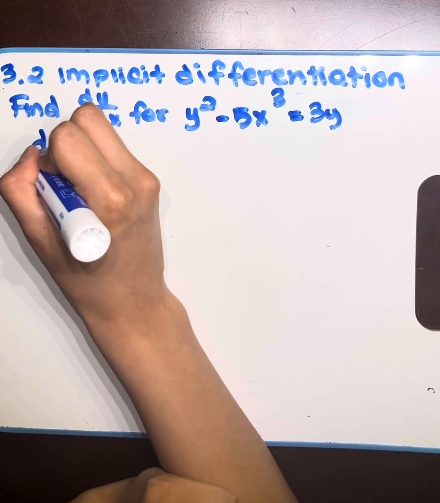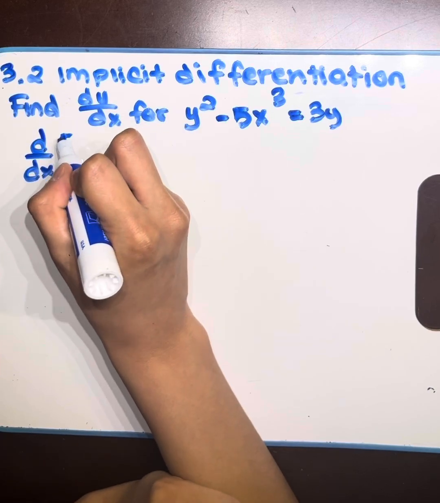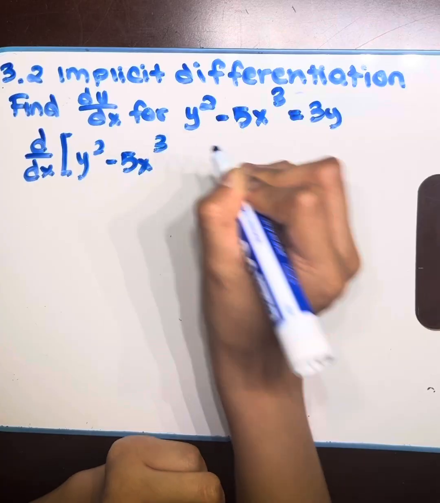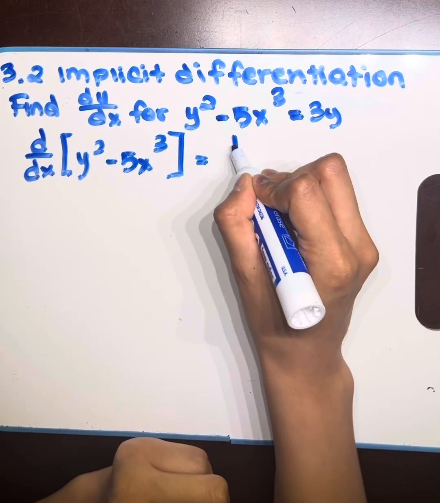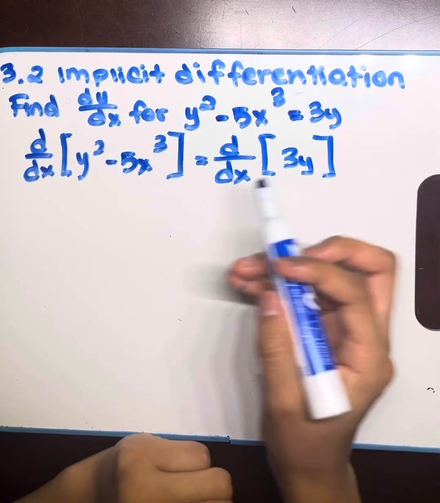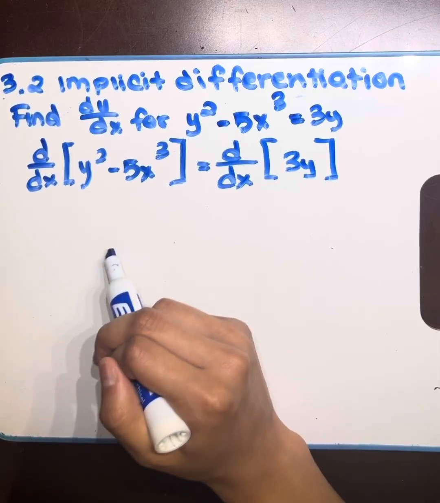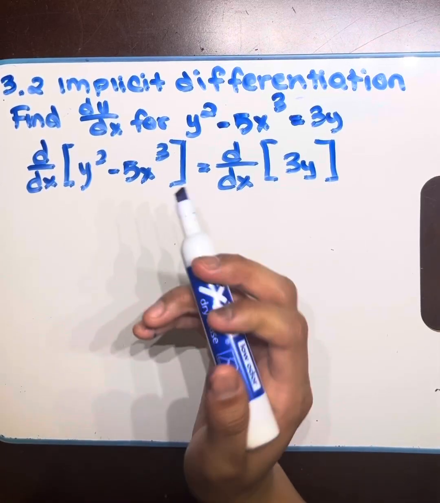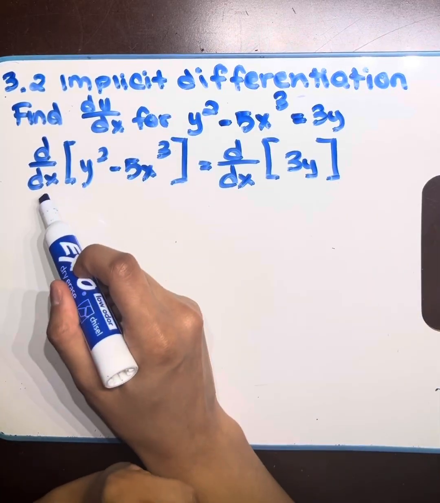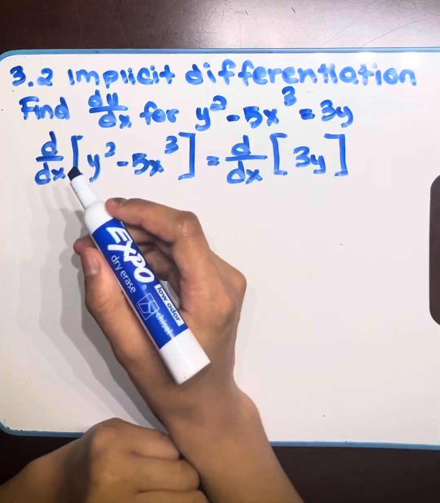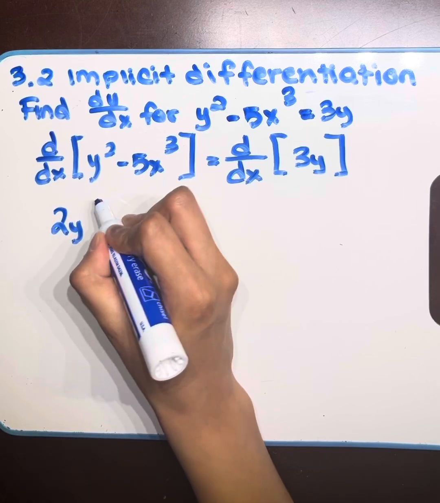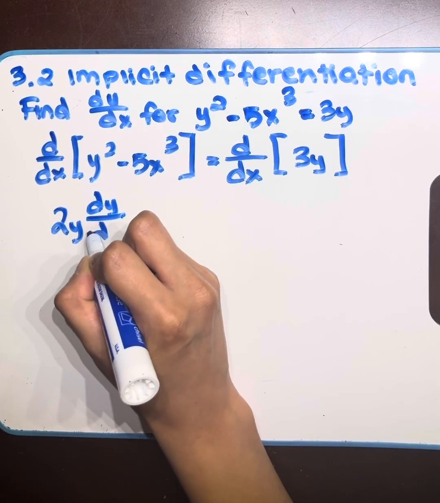So we do d over dx of the bracket y squared minus 5x cubed bracket equals d over dx of the bracket 3y bracket. This will help you remember that you're doing implicit differentiation. It helped me kind of organize myself. But essentially, since we're taking the derivative of y squared, this is just 2y. But since we're taking the derivative of a y, we have to times that by dy over dx.